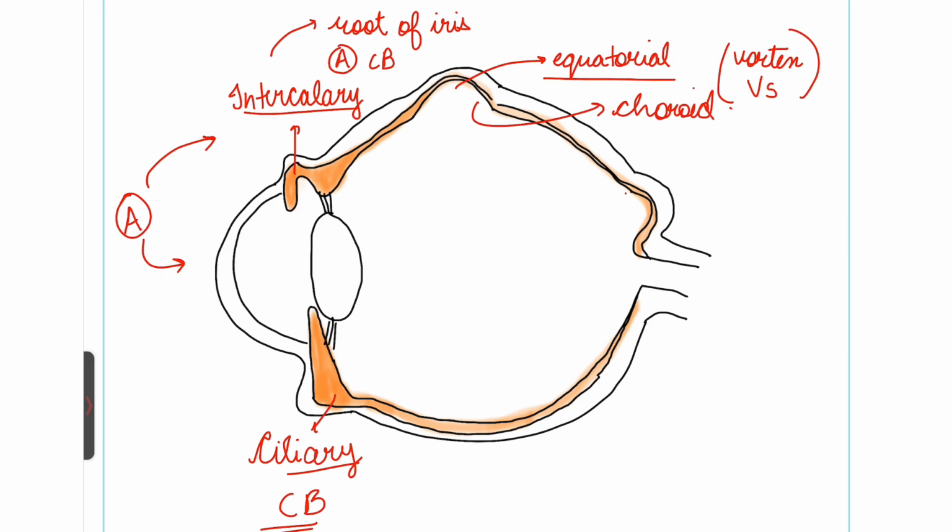Behind the equatorial staphyloma, we can see the posterior staphyloma. Posterior staphyloma is a bulge of weak sclera which is lined by choroid behind the equator. The most common cause of posterior staphyloma is pathological myopia. So the types are anterior, intercalary, equatorial, posterior, and ciliary.